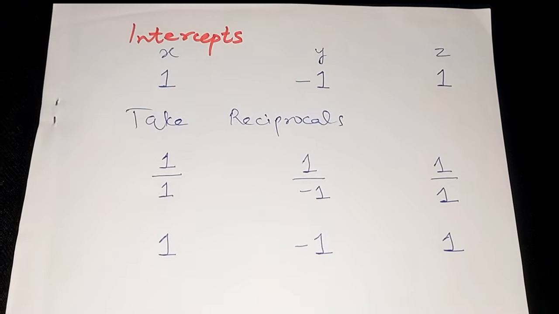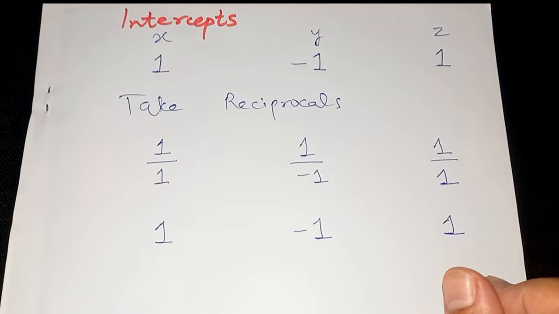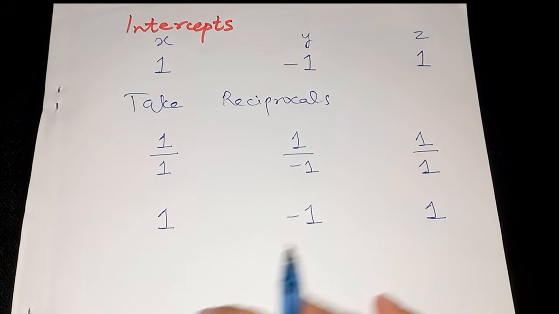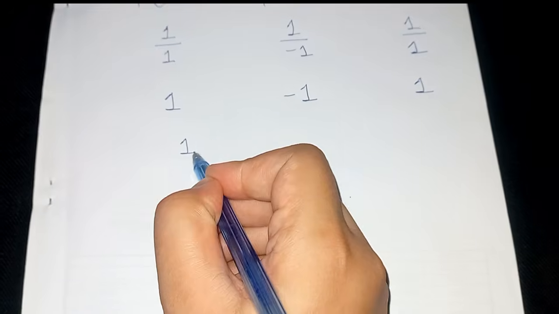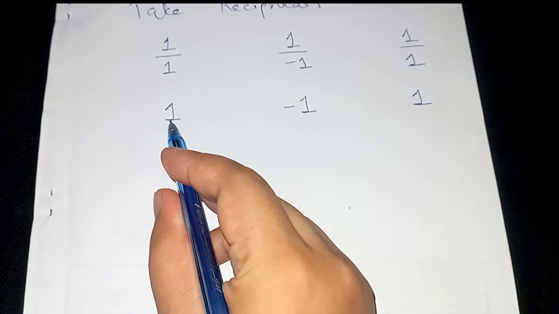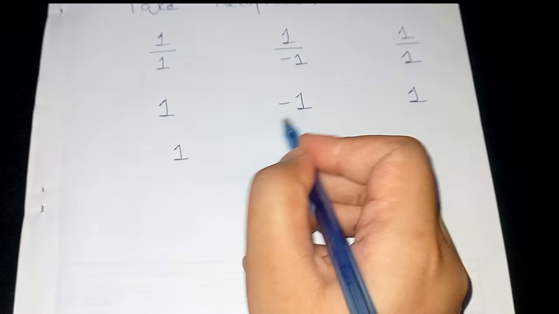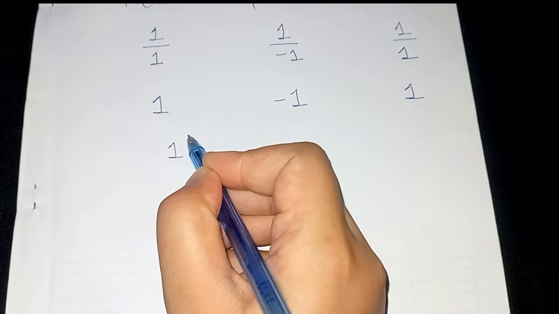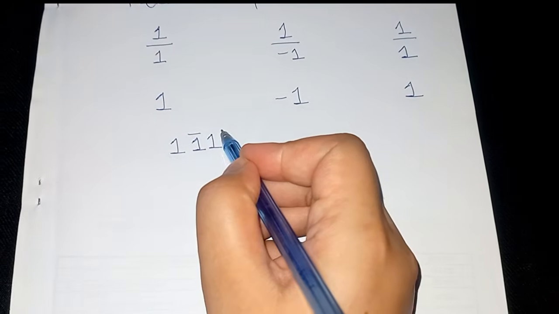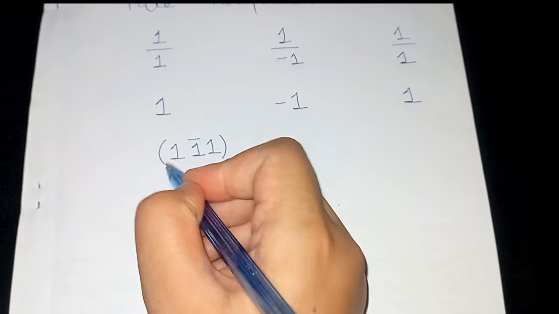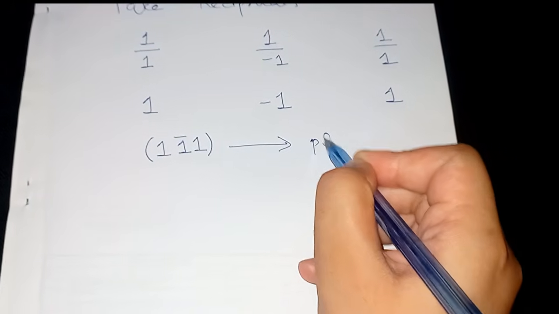Alright, so we can see that there are no fractions involved. If there had been any fractions, we were supposed to remove those fractions, but here there are no fractions involved. So these are the final Miller indices for plane 1. We write the x-intercept first, then the y-intercept. Since it's negative, we'll write 1 with a bar over it, which shows it's a negative number, and then 1 again, and we'll enclose it in circular brackets. Alright, so these are the indices for plane A.